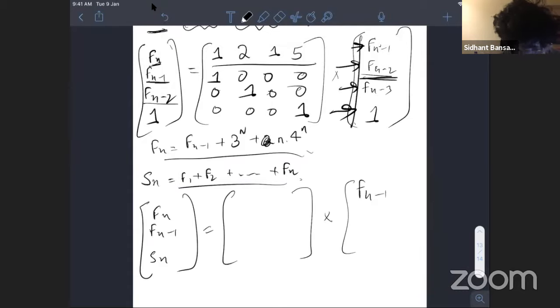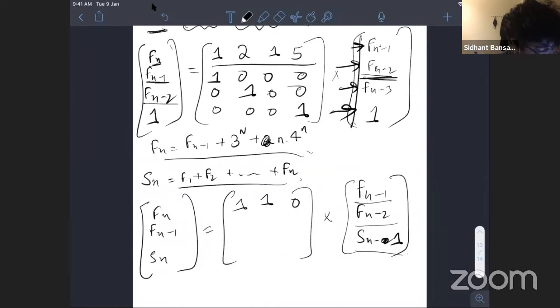I'm just going to show it for Fibonacci. So basically the S term is the sum of those guys, right? You can even keep these guys. So Fn is basically what? Fn minus 1 plus Fn minus 2, right? So 1, 1, 0, because this thing doesn't contribute. What is Fn minus 1? Fn minus 1 is just this guy, and this guy is this guy. What is Sn? Notice this thing, this thing, this thing.